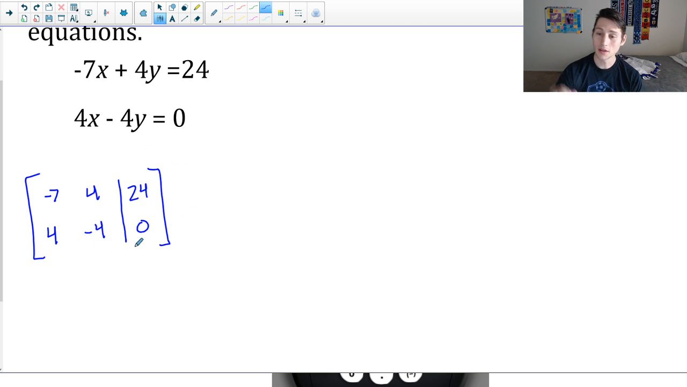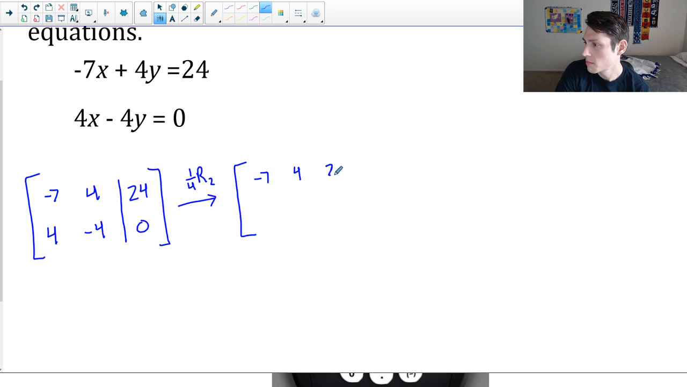So, if we see that an entire row is divisible by some number, it's probably a good bet to go ahead and divide by that number. Okay, and that especially helps us here. So row 2, I'm going to divide by 4. So row 1 stays the same. 4 divided by 4 is 1. Negative 4 divided by 4 is negative 1. 0 divided by 4 is 0.